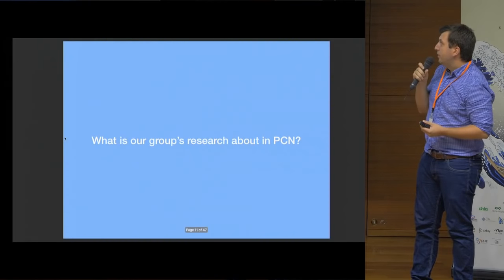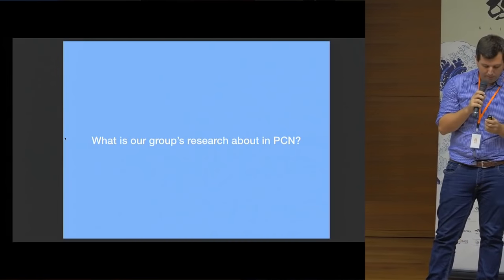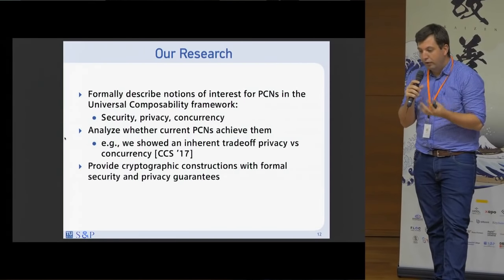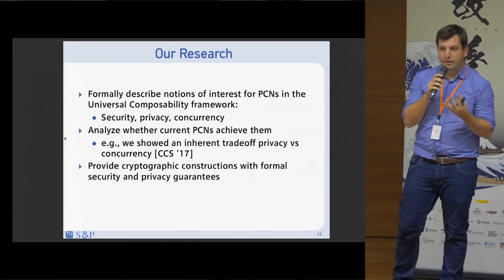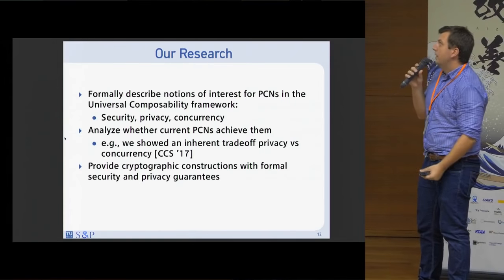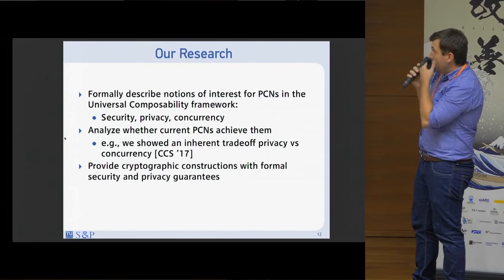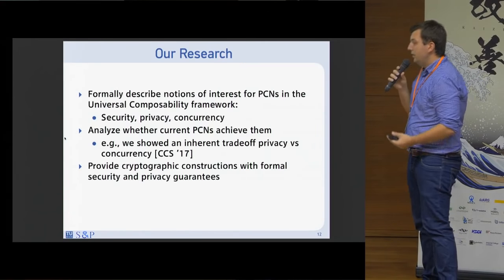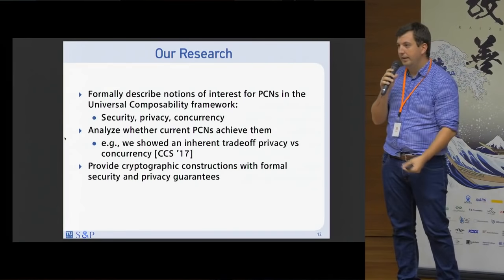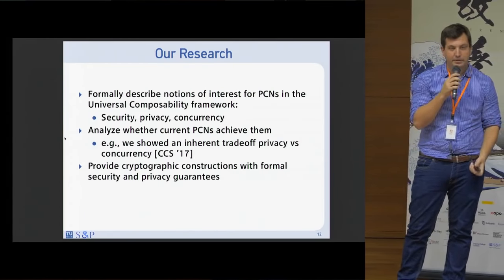So in this state of affairs, let me use one minute to do publicity of what we do in our group. Basically, what we're interested in is looking at the formal definitions of security, privacy, and concurrency. And for that we use a trick in cryptography called the Universal Composability Framework. Once we have these formal definitions, we are interested in whether current implementations, like the current Lightning Network, achieve these security and privacy definitions.